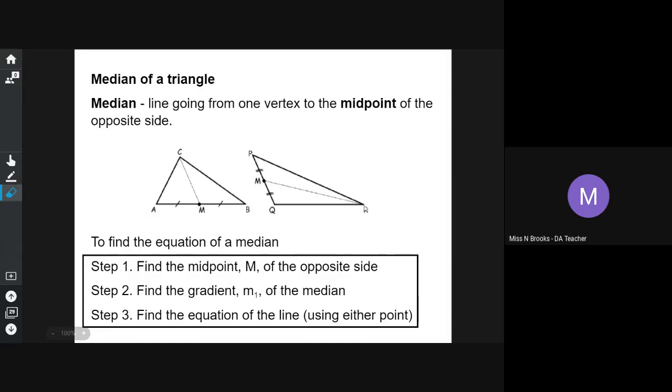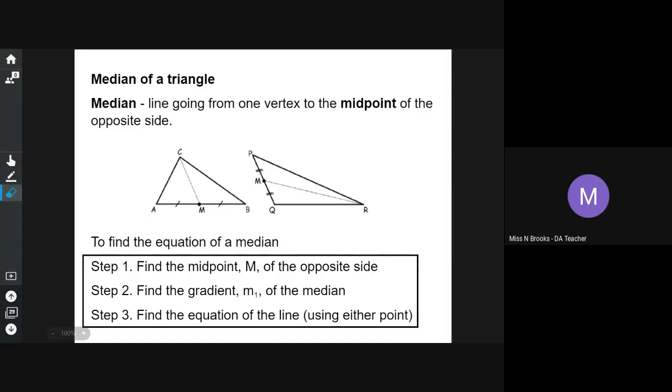to the vertex R. So to find the equation of a median, we're going to find the midpoint M of the opposite side. So in this case, it was AB. In this case, it was PQ. Then we're going to find the gradient m1 of the median. So we're going to use M and C to work out the gradient in this triangle. We'll be using M and R to work out the gradient of the median in that triangle.